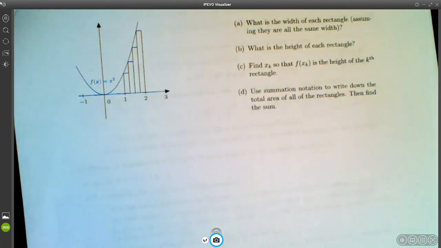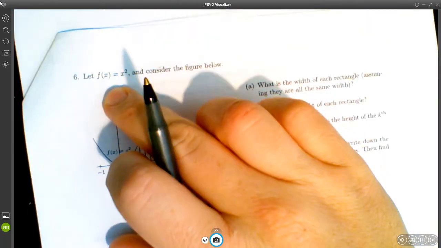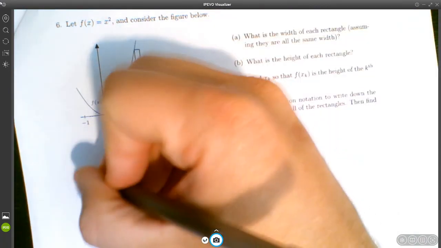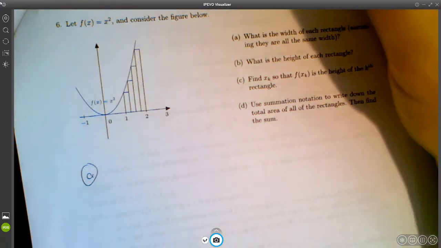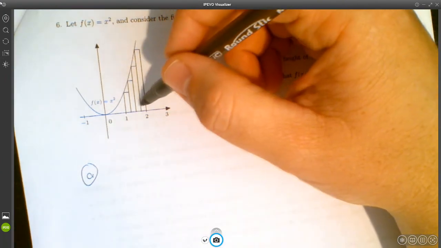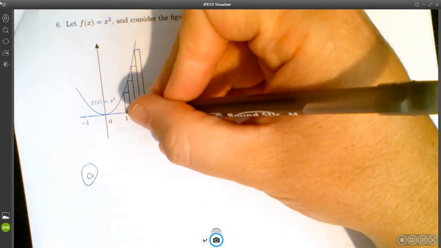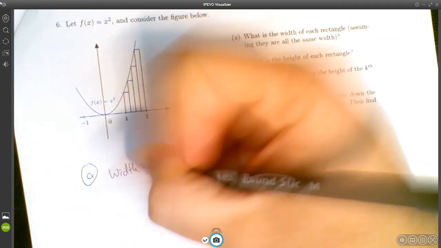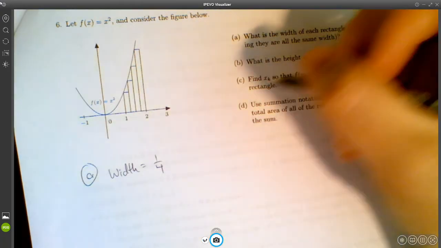So this is the function f of x equals x squared, right? Part A asks, what is the width of each rectangle, assuming that they're all the same width? Let's answer that question. So it looks like we've broken up the interval between 1 and 2 into 4 equal rectangles. That means each of these rectangles should have a width of 1/4. Okay, so that was easy enough.